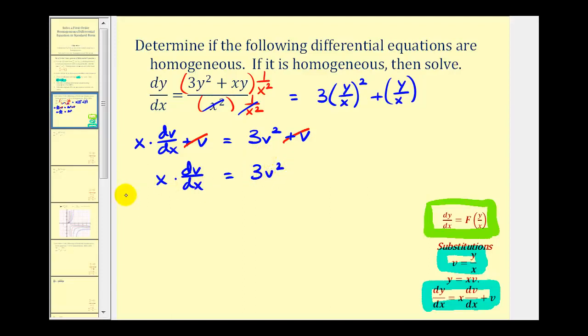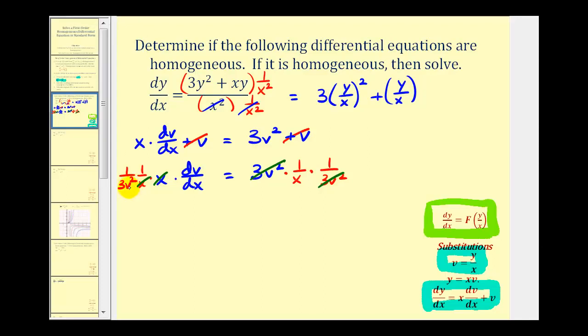Now we want the x's and dx on one side and the v's and dv on the other. Now because the dx is in the denominator, we want the x terms on the right side. So we're going to go ahead and multiply both sides by 1 over x. We want the v terms on the left side, so let's also multiply by 1 over 3v squared. When we do this, notice how these x's would simplify out, and on the right side, the 3v squared would simplify out.